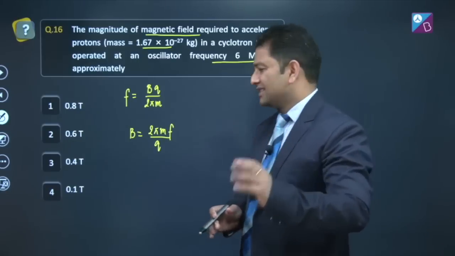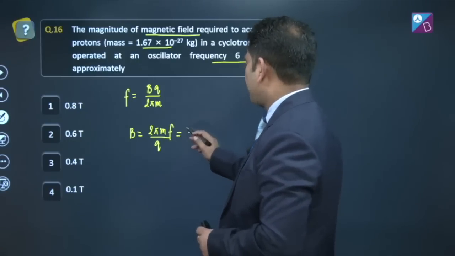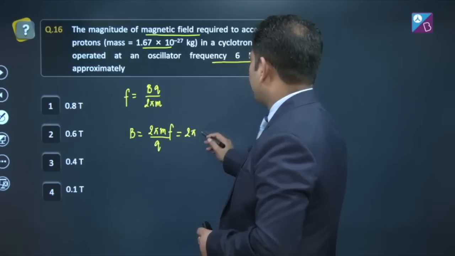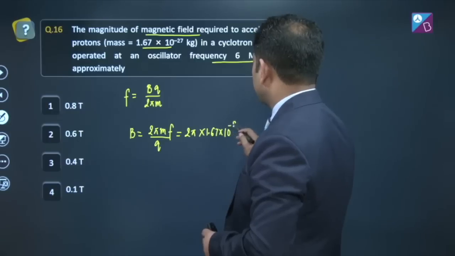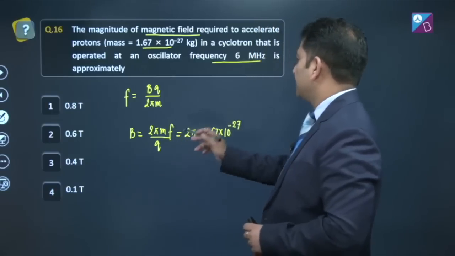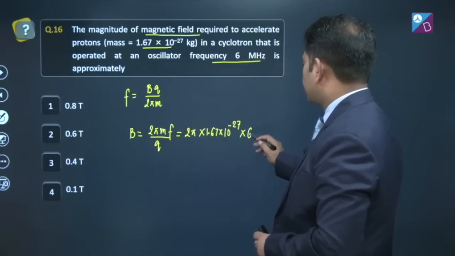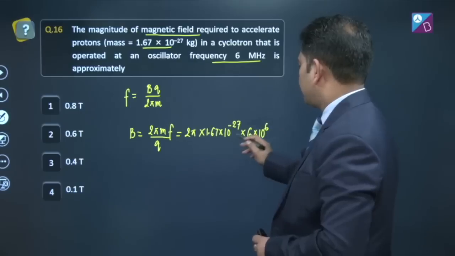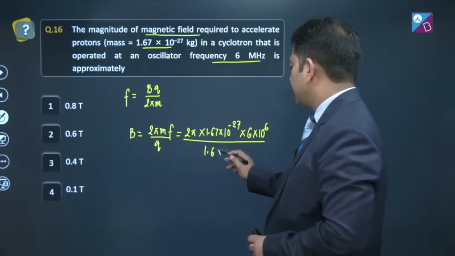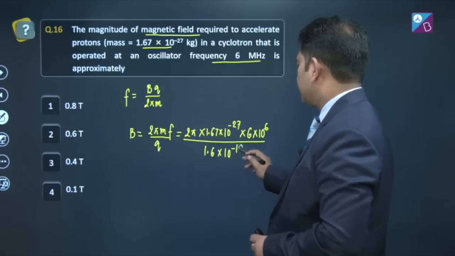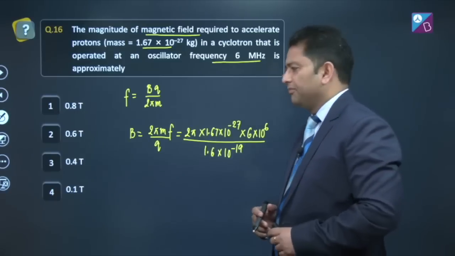Calculations are quite simple. कैसे? Let's see. ये है 2 pi. Mass is 1.67 into 10 raised to the power minus 27. The frequency is 6 megahertz. So 6 into 10 raised to the power 6 divided by प्रोटॉन है तो 1.6 into 10 raised to the power minus 19 कूलम है.